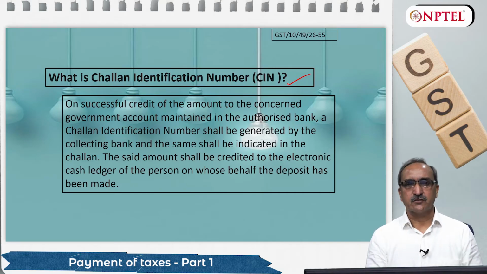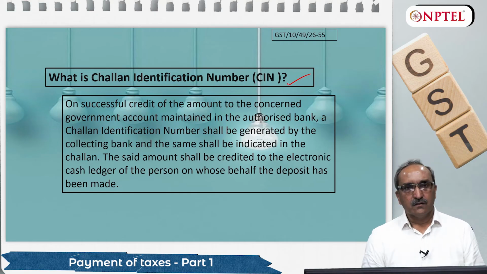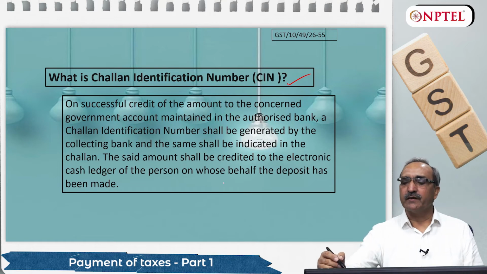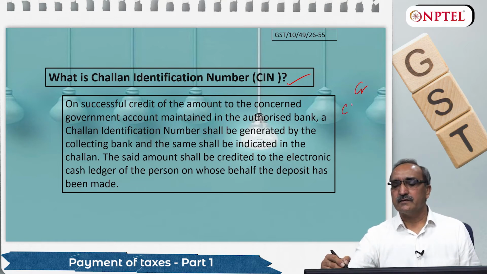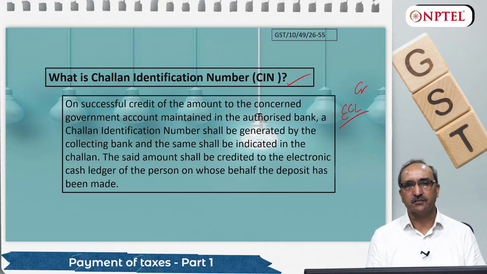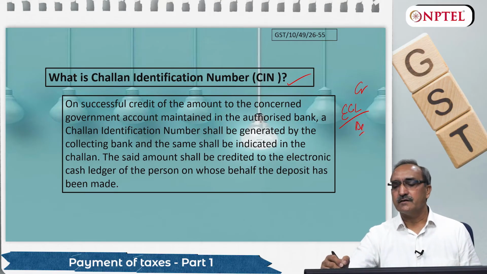That branch will have access to this challan when you present it for payment, and they will cross check it. The validity of this challan, I told you, is 15 days. This challan identification number is a unique number used for payment of cash in the GST portal and will be credited to your electronic cash ledger maintained at the GST portal against your GST number. Whenever you pay taxes, this account will be debited.